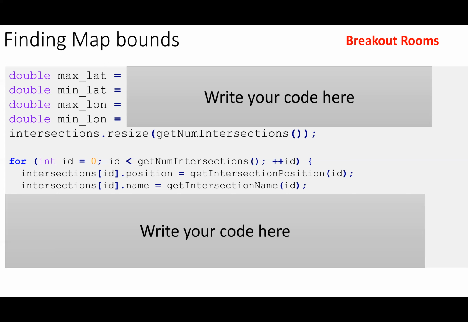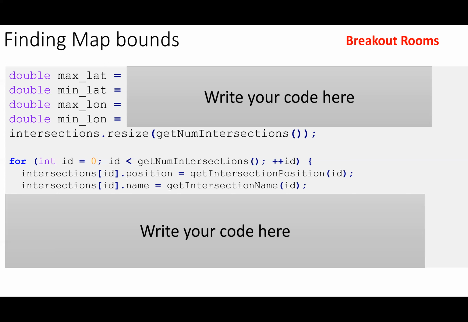Another way I could do it is I could set the max lat to just be some small number. So I could set it to be equal to negative 90, which is the South Pole. Or I could even set it to be negative 10,000, but I should probably use a defined constant. And then I loop through.